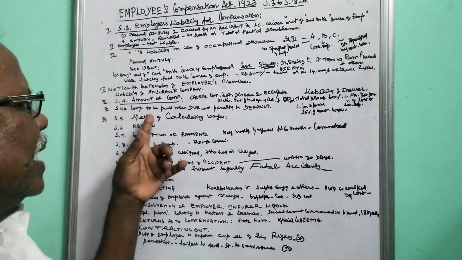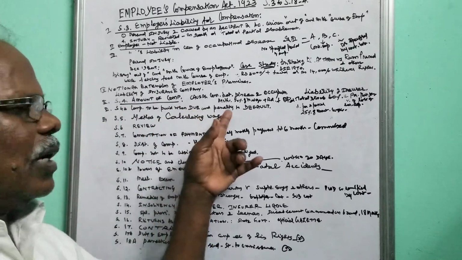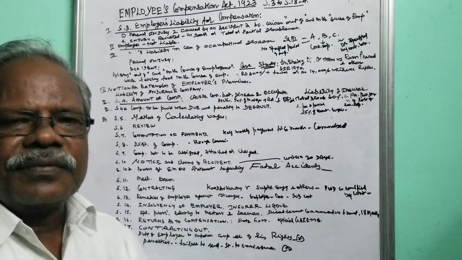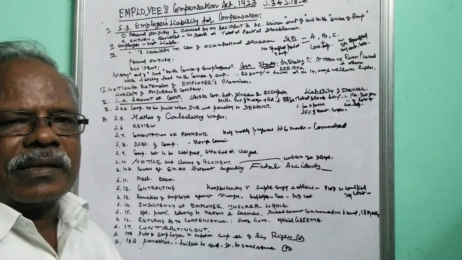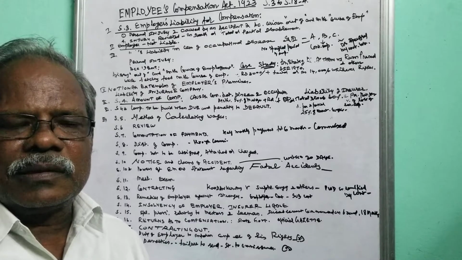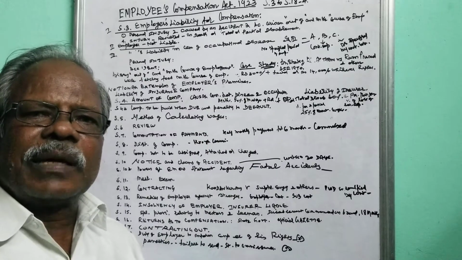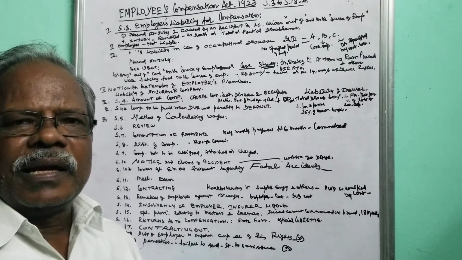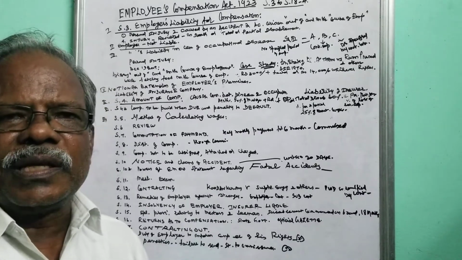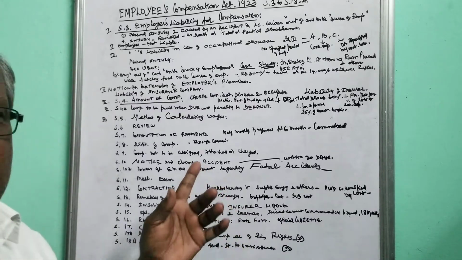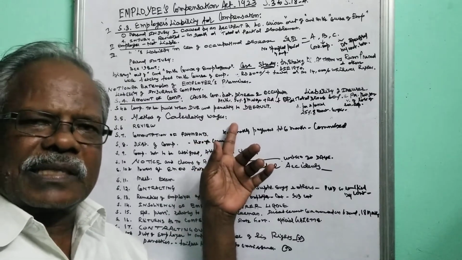Then section 4A, compensation to be paid when due and penalty for default. That is, whenever the compensation is calculated and accepted by the employer, then it is due to the employee, and it has to be paid. And if it is not paid, a penalty will be levied on the employer, and the penalty will also be added, and that has to be paid to the employee. These are all decided by the Commissioner of the Workmen's Compensation Act, that is, the Employees Compensation Act.